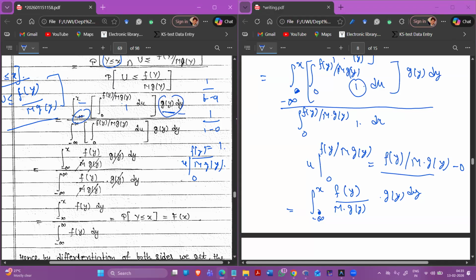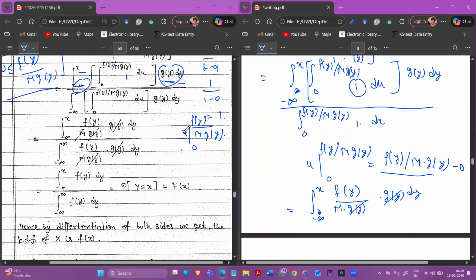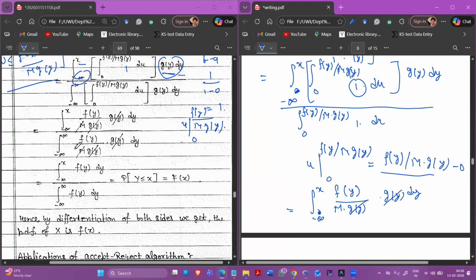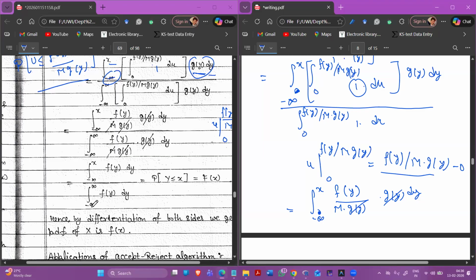But if we assume that it is a lifetime distribution, that starts from 0, so at that time we can take it from 0. But you can take it as minus infinity also. So when you multiply it, gY will cancel out from here. After that, what will remain? Integral minus infinity to x, fY dY.